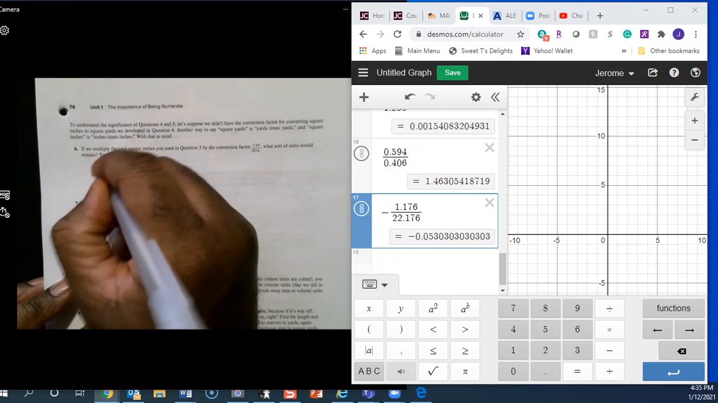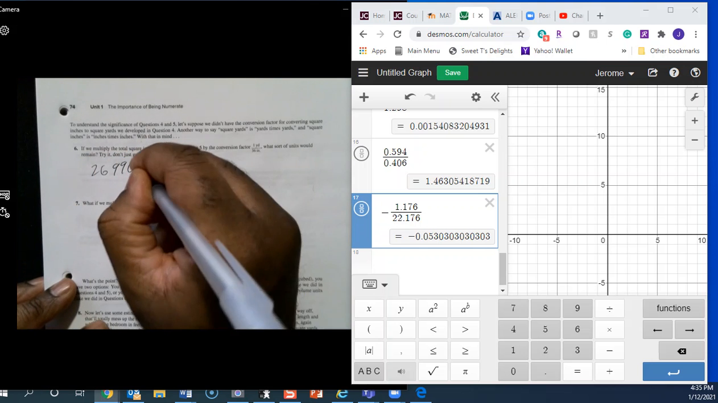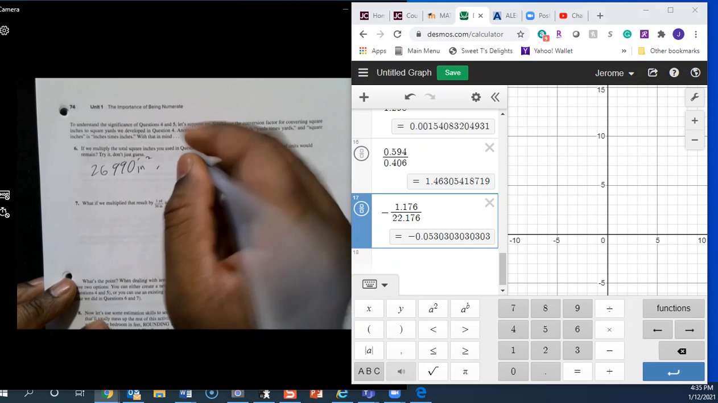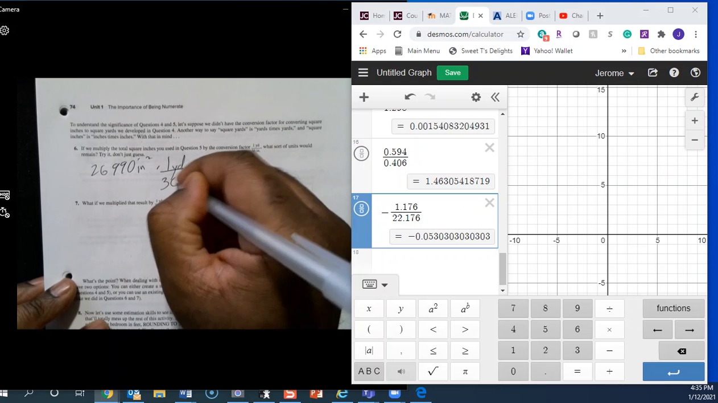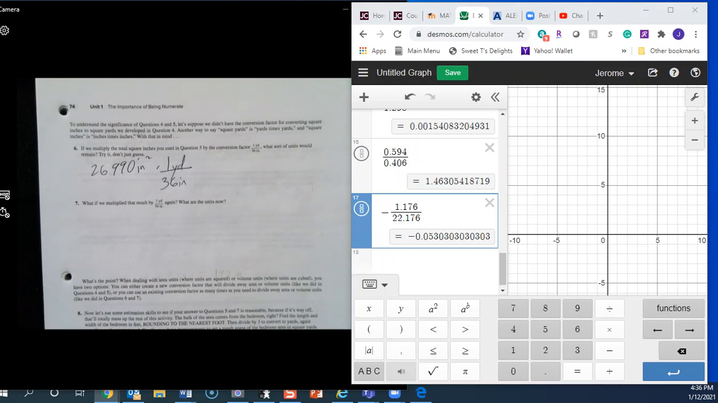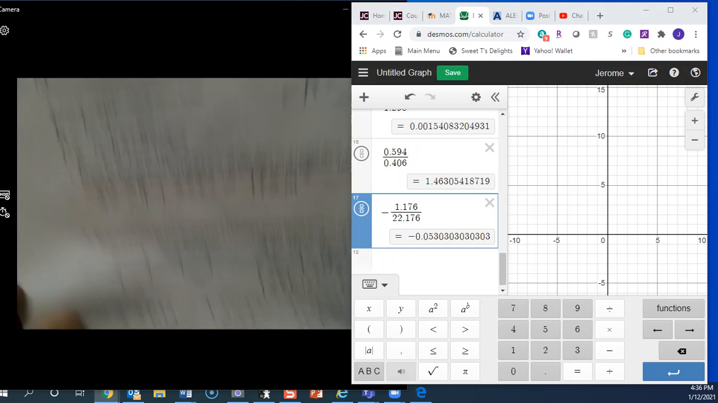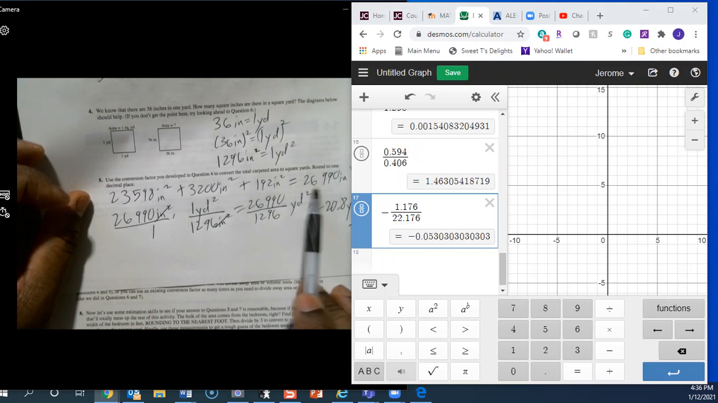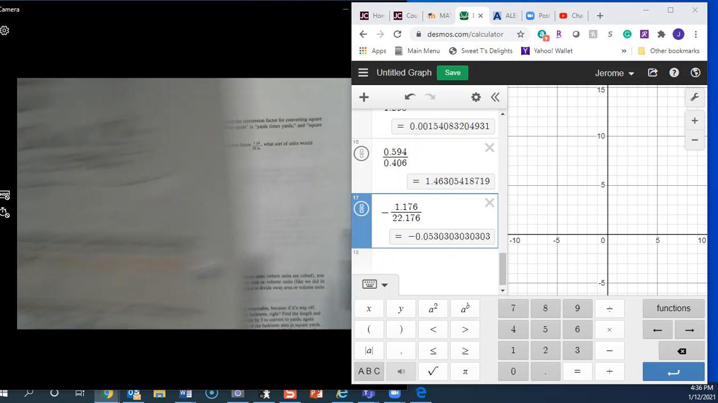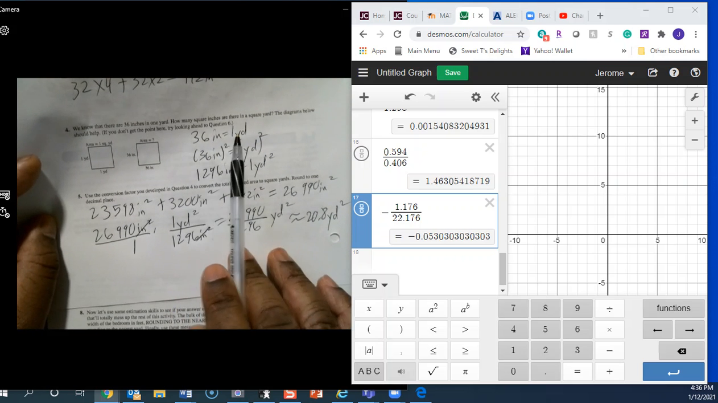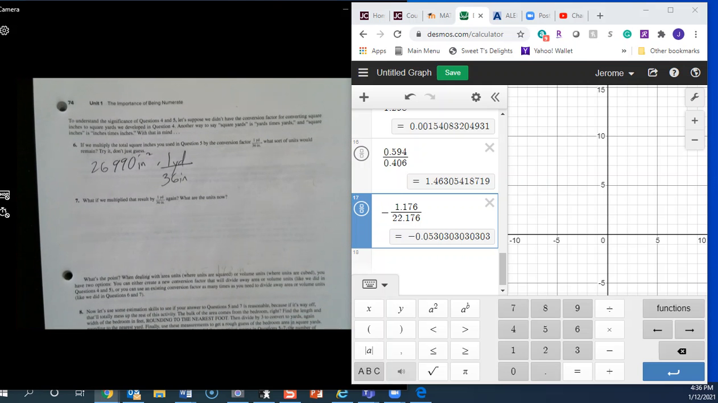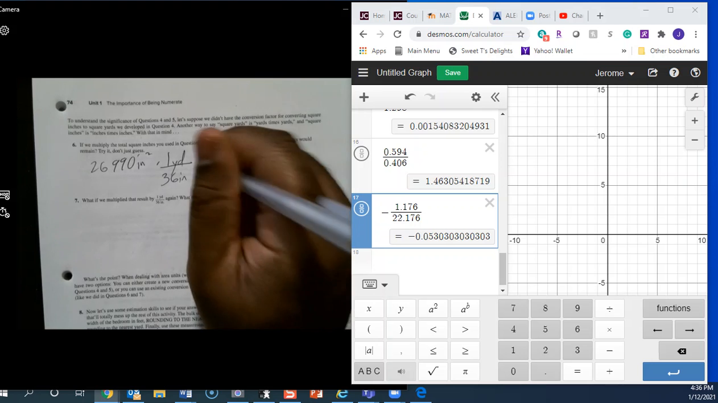So we had 26,990 square inches. We'll multiply that by 1 yard over 36 inches. Now, just to let you know where we got these numbers from: problem number 5 on the previous page, this was the total amount of carpet that we need. And the conversion factor, we basically had up here, 36 inches equal 1 yard. So this is where we got these values from.